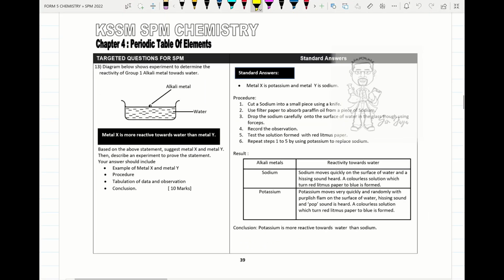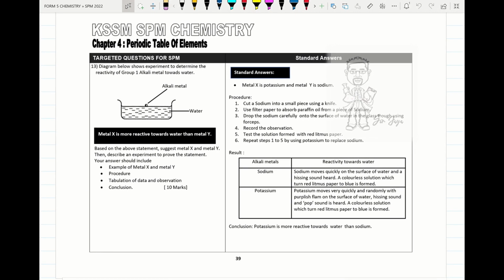On to the next question: an experiment to determine the reactivity of group 1 alkali metals towards water. Please remember the reactivity of group 1. I put here group 1 metals: lithium, sodium, potassium. When going down group 1, the reactivity increases. In this case, potassium is more reactive towards water than sodium and lithium. Let's read the question: metal X is more reactive towards water than metal Y. So I take metal X as potassium and metal Y as sodium.